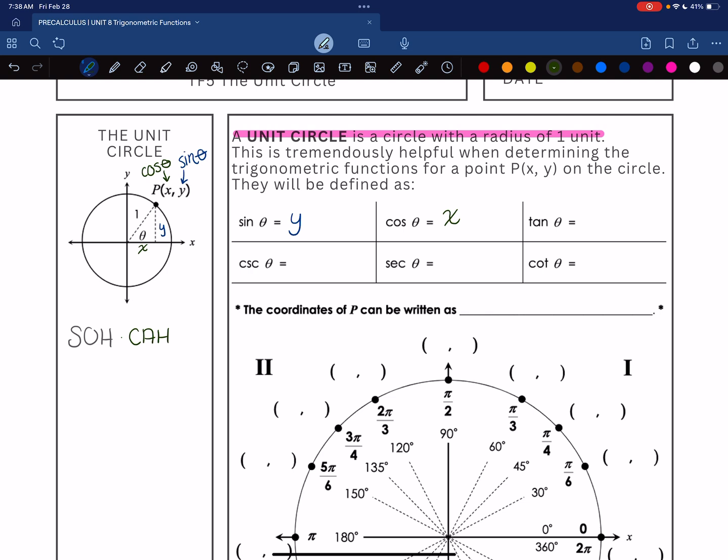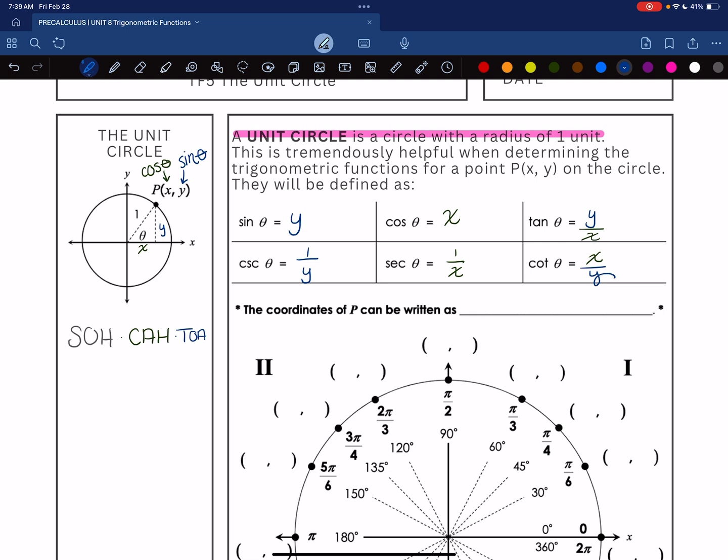And last but not least, your tangent. Remember that tangent is the opposite over the adjacent, which is going to be the y value over the x value. So in the unit circle, because your radius is 1, these simplify really nicely. Furthermore, the reciprocal functions are just 1 over the value of its reciprocal. So cosecant is 1 over y, secant is 1 over x, and cotangent would be x over y.